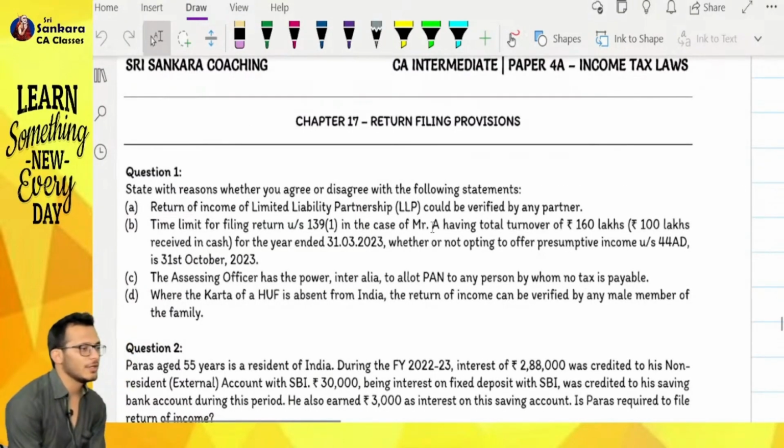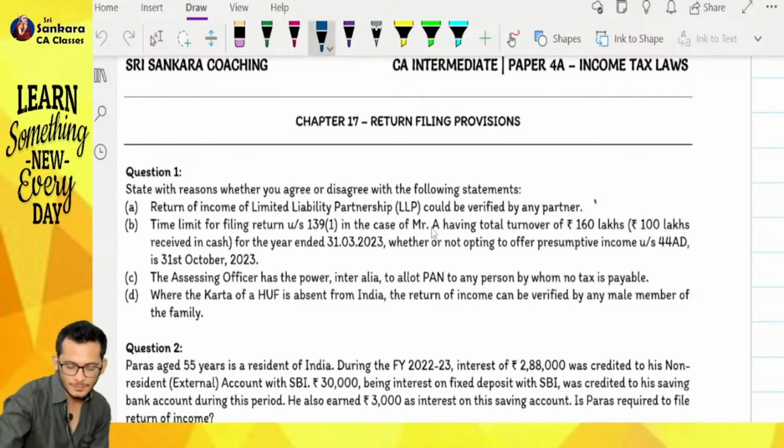State with reasons whether you agree or disagree to the following statements. Return of income of an LLP could be verified by any partner. True or false? False. Why? It has to be done by a designated partner. Only if he is not available, then you will do it by any partner.